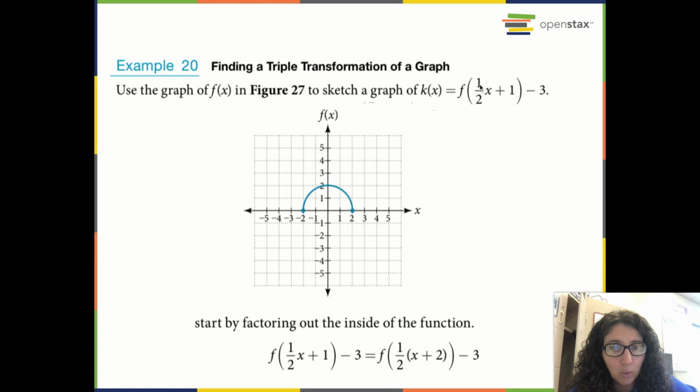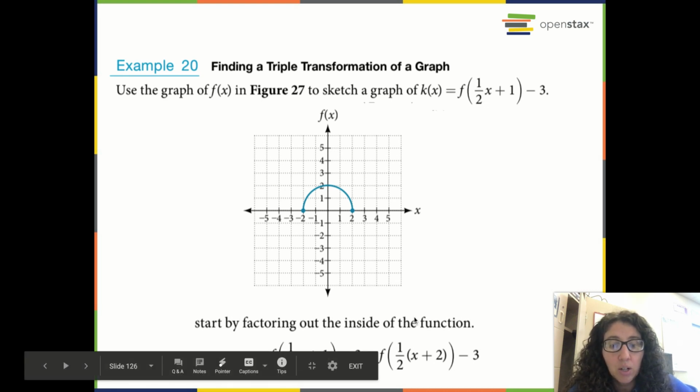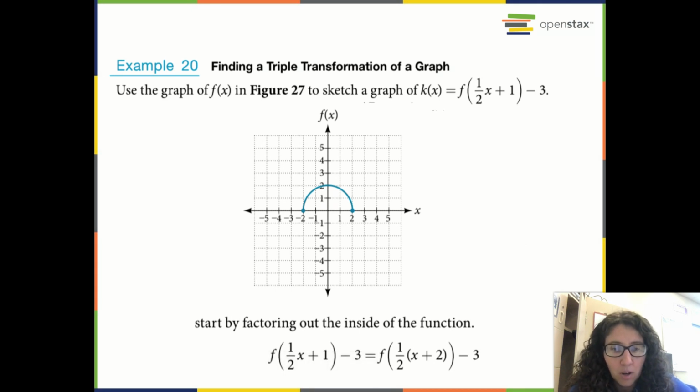All right, so this is that case where we have a coefficient in front of x. So the first thing we need to do is factor that 1/2 out of that inside expression. Right, so the right side of the equation, you can see it's 1/2 times x plus 2 minus 3. Aha, perfect. Now we know we're going to have a horizontal stretch by a factor of 2, and then a horizontal shift to the left by 2 units, and then finally a vertical shift down by 3.